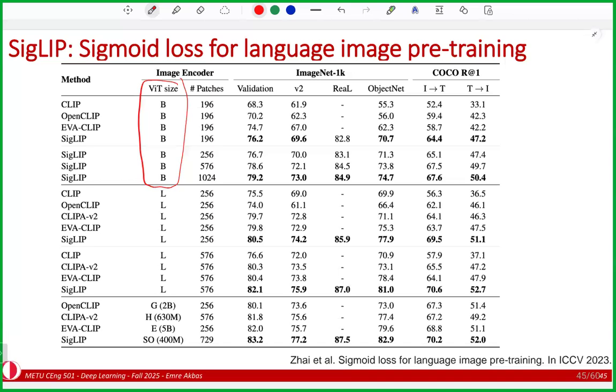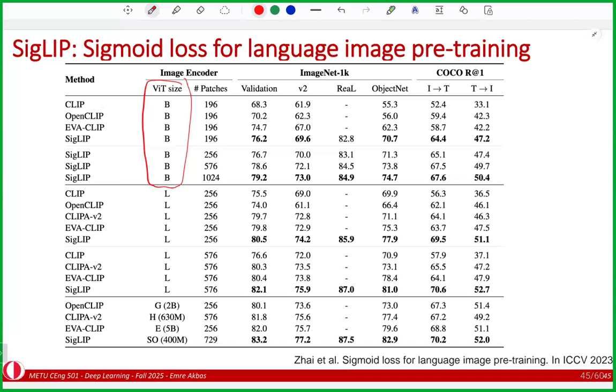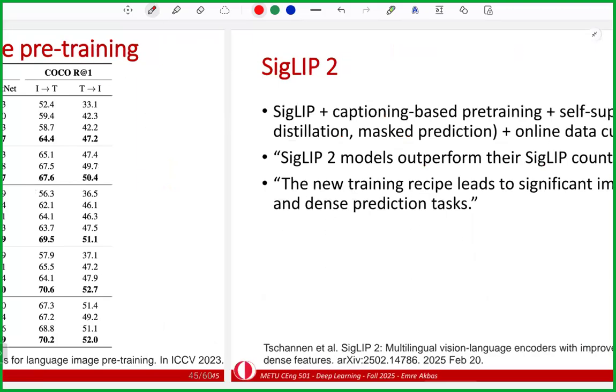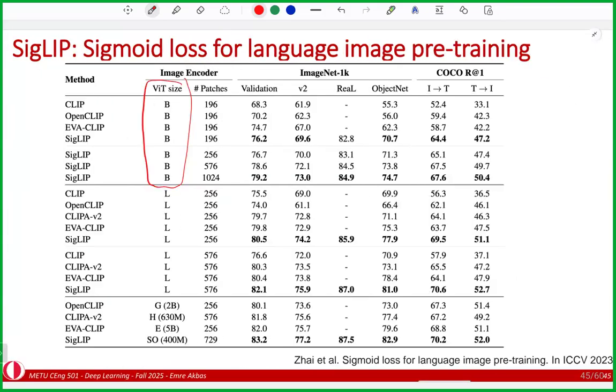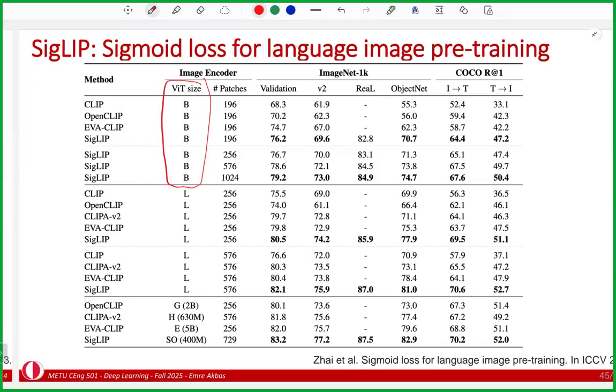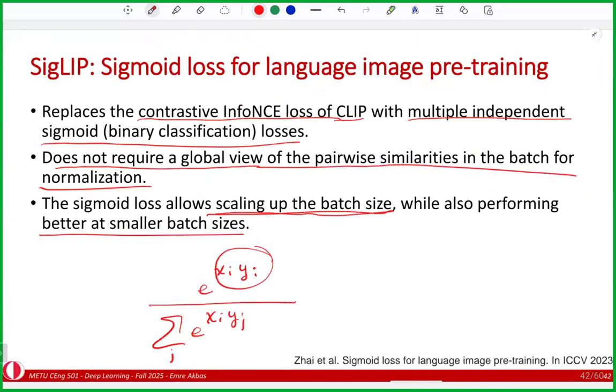Any questions about SigLIP? Yes. What about the training time of SigLIP? Good question. I did not include it here. Well, I don't know off the top of my head. This sigmoid loss allowed scaling up the batch size. And because of that, maybe it reduced the total training time, but I didn't include it here.